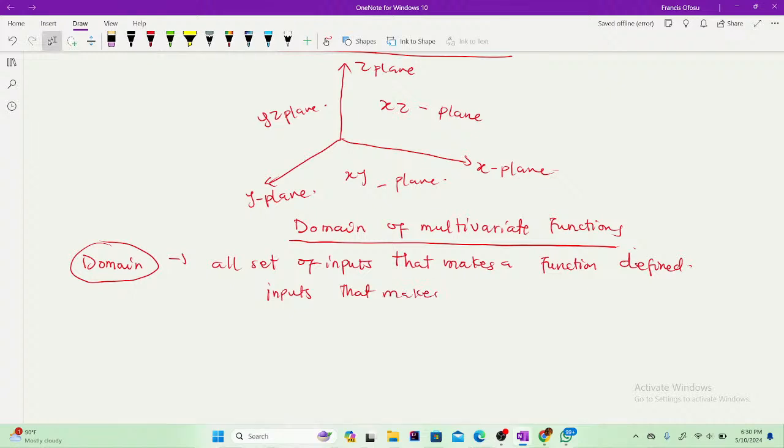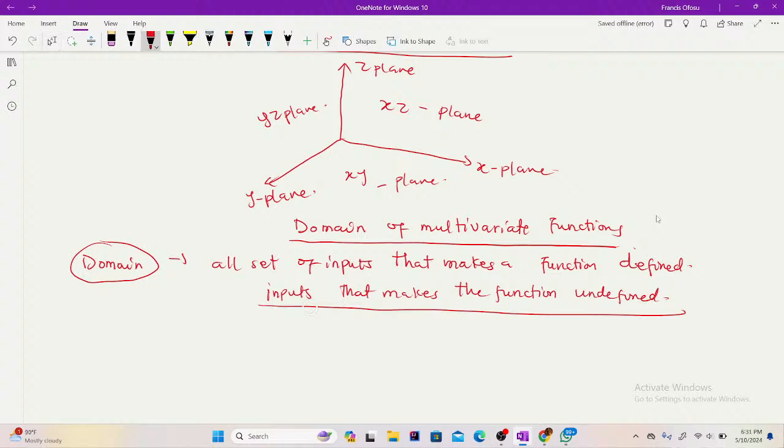So we look out for the input that makes the function undefined, then you take them out of your set of inputs. Then we get the domain of our particular multivariable function, right?